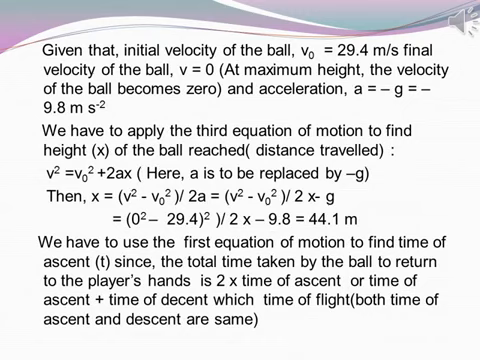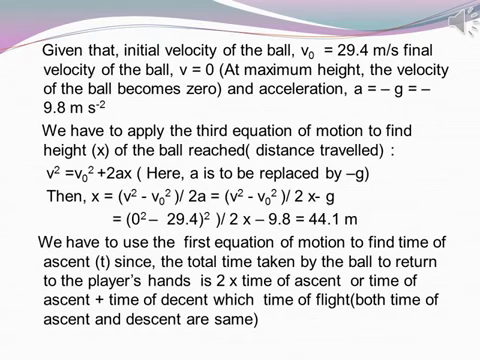Then v square is equal to v0 square plus 2ax. Here a is to be replaced by minus g. Then x is equal to v square minus v0 square whole divided by 2a, which is equal to v square minus v0 square whole divided by 2 into minus g. On substituting these values of v, v0 and g, we will get x is equal to 44.1 meter.